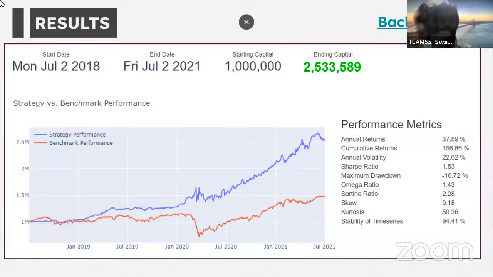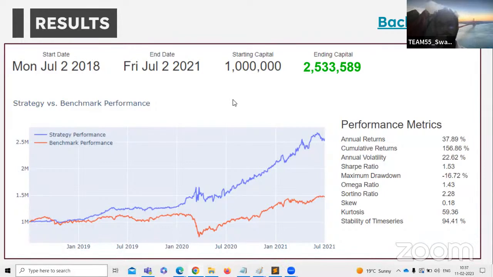Yeah. So coming on to the results that we have got, we have got the cumulative returns of 156%, which is a very good result compared to the benchmark, which is visible on the screen. We have also managed to reduce our drawdown to 17%, which is also considerable. Now going on, we have seen that the time series has been 95% stable, but due to time constraint, we haven't been able to develop our model or improve the performance of our model.